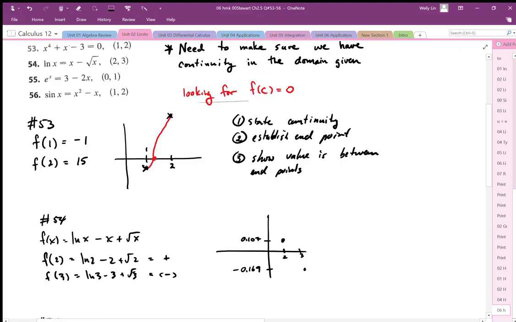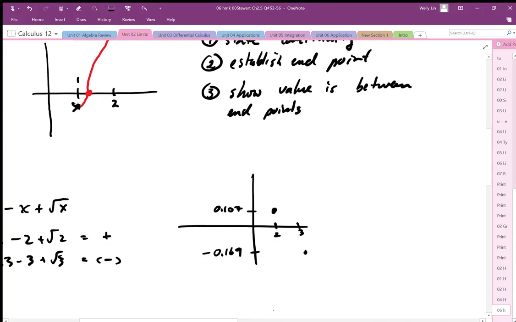So the endpoint is x equals 2. And I plug it in, I'm going to get a positive value. In fact, it works out to positive 0.107. I do the same for the other endpoint, x equals 3, and I get a negative value, which happens to be negative 1.169. Again, the fact that it's the actual values is not relevant.